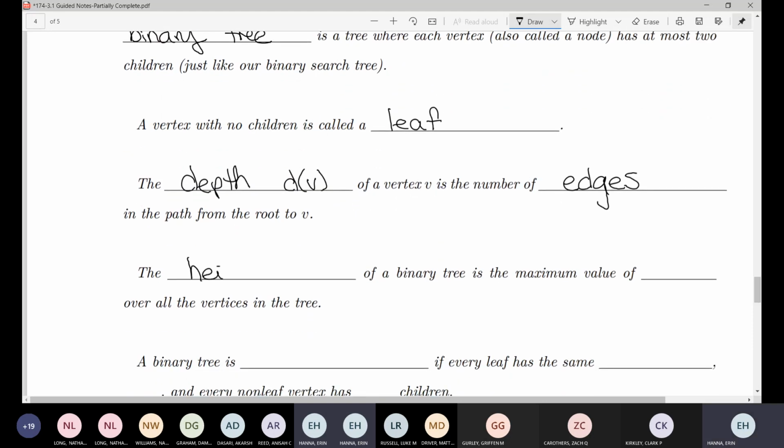The height of a binary tree is the maximum value of these depths. What is the largest depth you have in that binary tree? Or in a tree in general, but specifically in our case, binary trees.